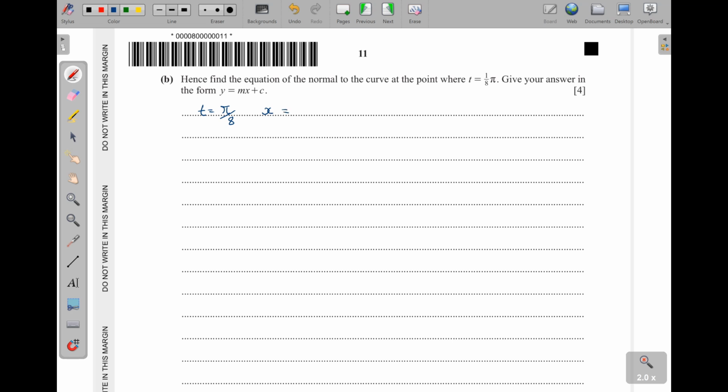So our x is therefore going to be tan of 2 times pi over 8, then after that, we square. So 2 pi over 8 becomes pi over 4, and tan pi over 4 is 1. And then when we square, we get 1. Then y is cos 2t, so cos of 2 times pi over 8. Now cos pi over 4 is root 2 over 2. Okay. Then also when t is pi over 8, what is the gradient?